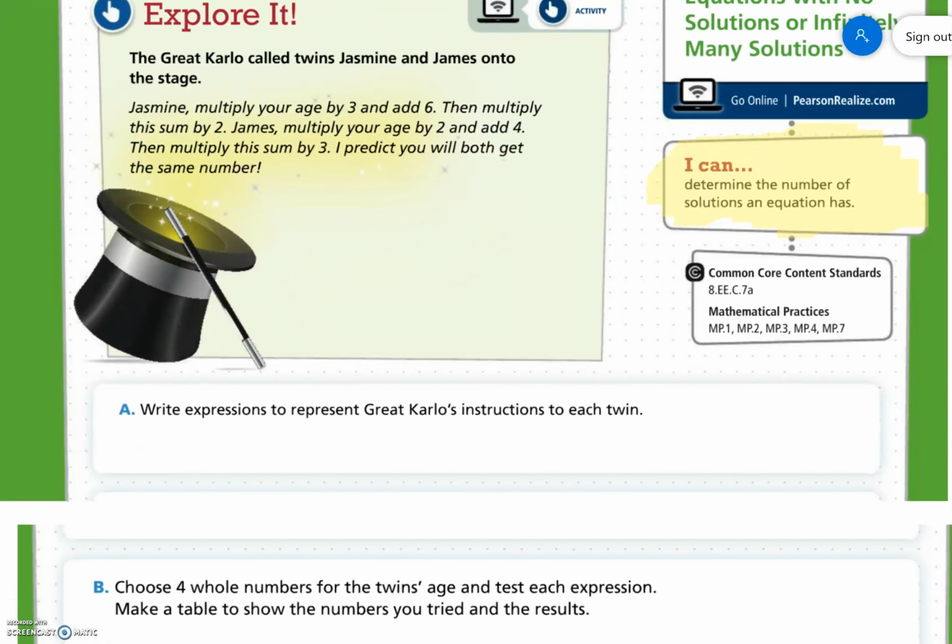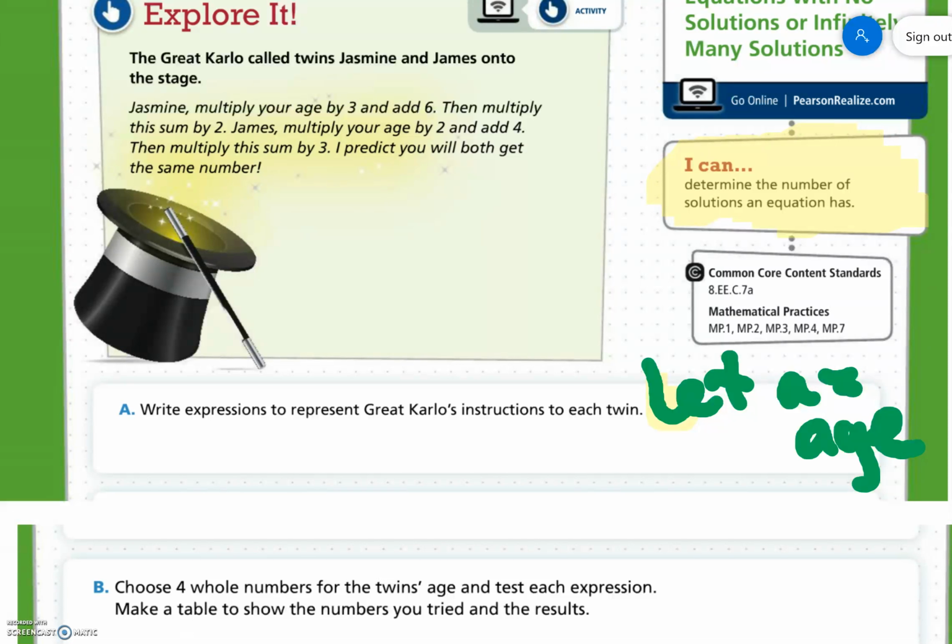Well, we don't know what their age is, so we're going to say let A equal age. And we agree that both of them are the same age because they're twins. So we're going to say A for both of them. So he tells Jasmine first to multiply her age by 3. So that's going to give me 3A. And then he says, then add 6. So 3A plus 6. Then multiply this sum by 2. So we're going to multiply this whole thing by 2.